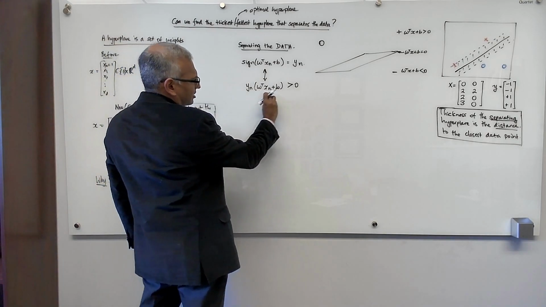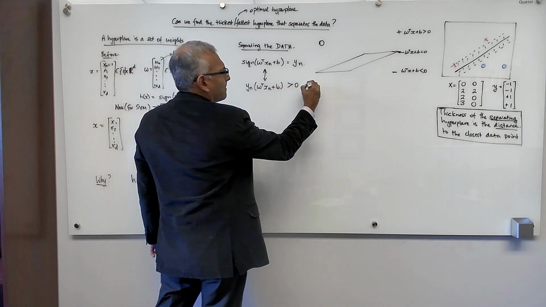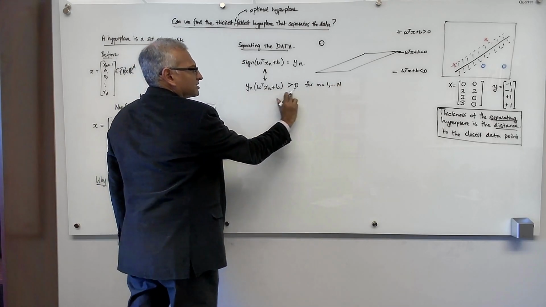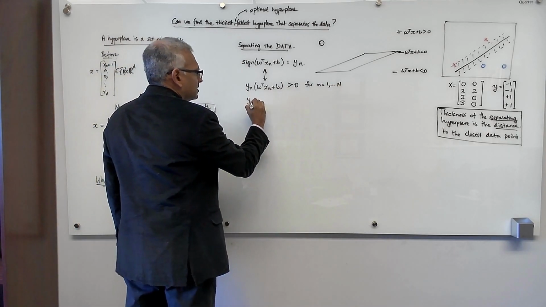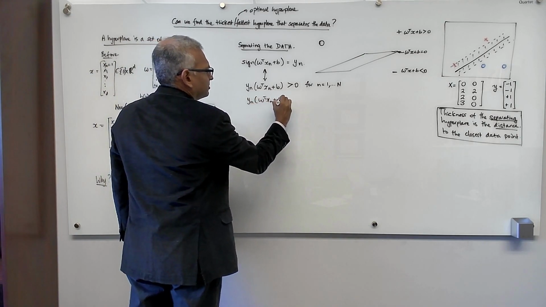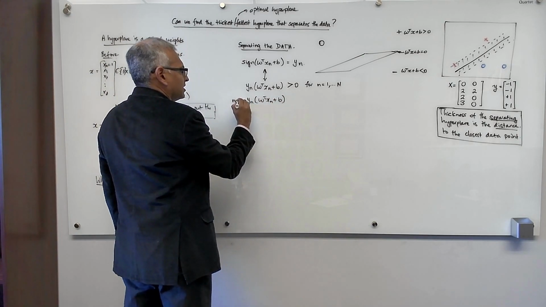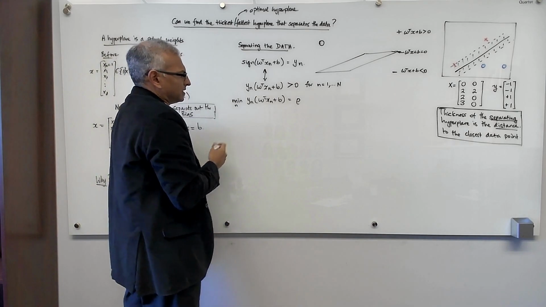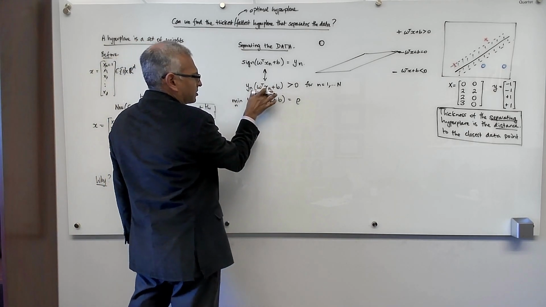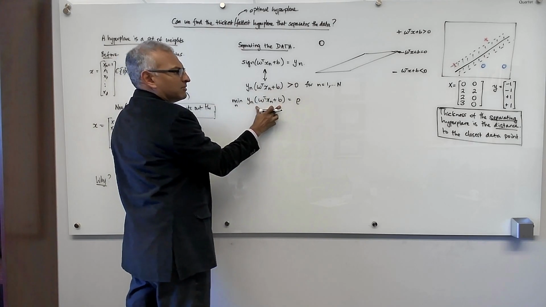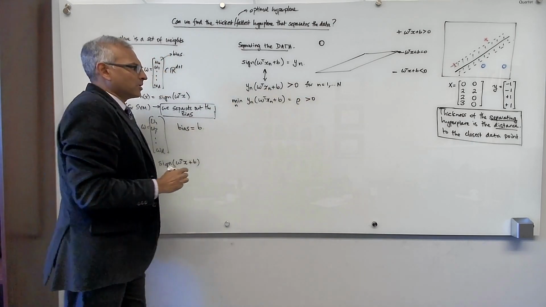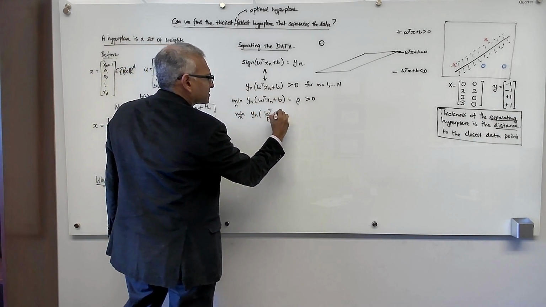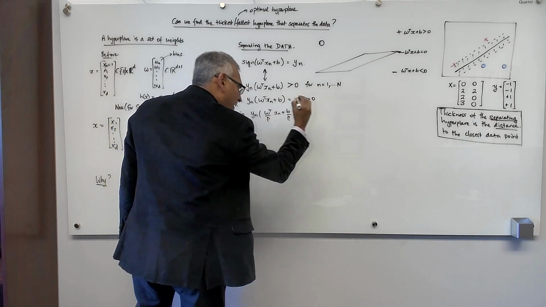But that raises an interesting opportunity for us. Since all these values are positive for n equals 1 up to big N, it means that there's some minimum value that's attained. So the minimum over n of yn (w transpose xn plus b) is equal to some rho, we don't know what it is. This encompasses the fact that this quantity is always positive, so it attains a minimum value which is positive. Let me divide both sides by rho. The minimum over n of yn ((w transpose over rho) xn plus b over rho) is equal to 1.